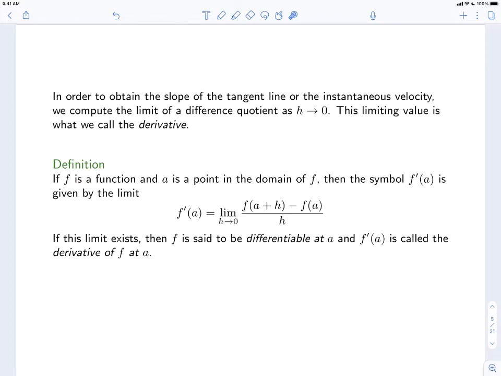Notice that if you simply plug in h equals 0, you'll end up with 0 over 0. If you just try substitution, if you plug in h equals 0, you end up with a 0 in the denominator, but you also end up with a 0 in the numerator, because if h goes away, you just simply have f at a minus f at a. 0 over 0 is what we call an indeterminate form. It might have a value, but we might have to do something to determine that value.